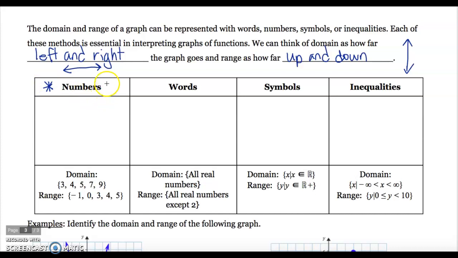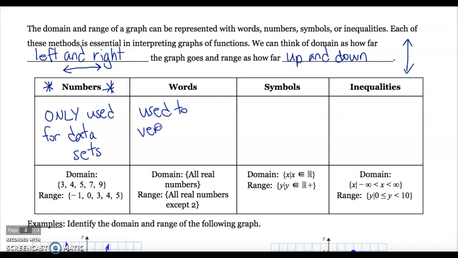All right, so first and foremost, numbers, very important. You are only ever going to list numbers if you have a data set. So capital letters, highlight it, underline it, only used for data sets. That's what I was talking about earlier: your lists, your tables, and your points on a graph. We're not actually going to just list any numbers for these types of graphs. Words are used to verbally describe your graph. So I'm not going to make you write down anywhere that the domain is all real numbers. We have shortcuts for doing that.